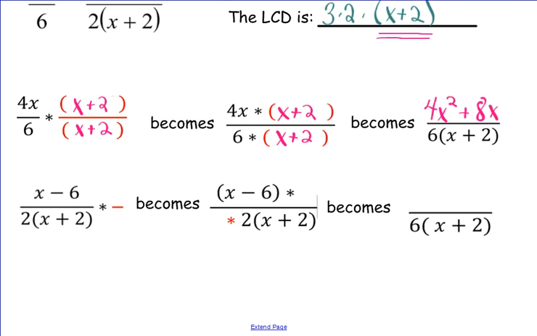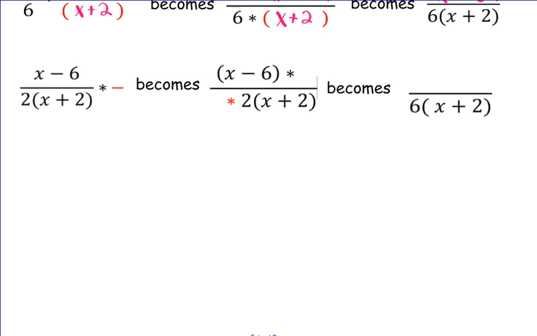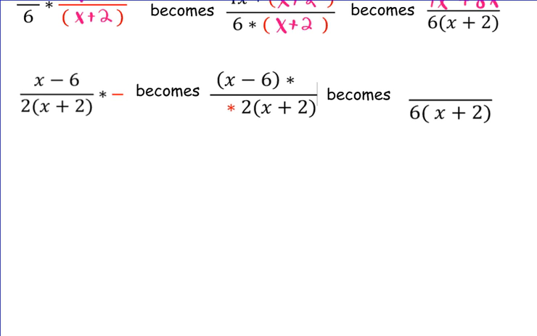Now let's go back and do the bottom one down here. Let's extend the page a little bit. All right, what do you do to 2 times x plus 2 to make it turn into 6 times x plus 2? Well, I'm going to multiply both sides by 3. Again, I'm going to leave the denominator pretty much alone. I could have written this denominator this way if I wanted to. Now I am going to multiply the numerator, which gives me 3x minus 18.